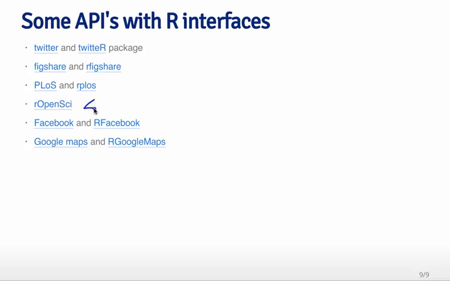R Open Science has a large number of very nice packages that allow you to access data from a variety of sources that are focused on academics. There are also dedicated R packages for Facebook and Google Maps. All of these mean that there's really no excuse to not be able to find real data to focus on any project that you might be interested in.